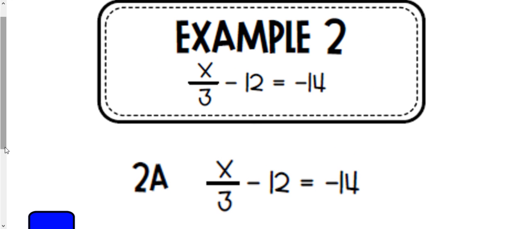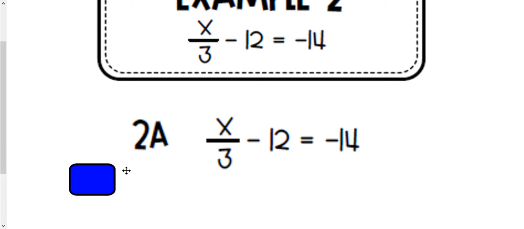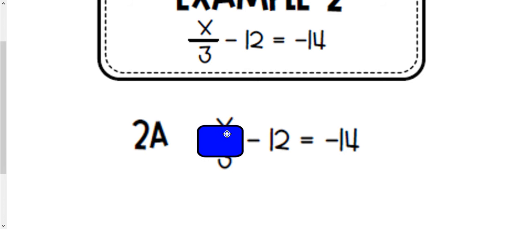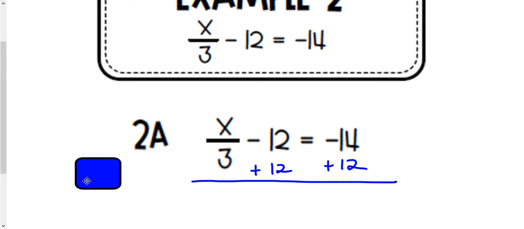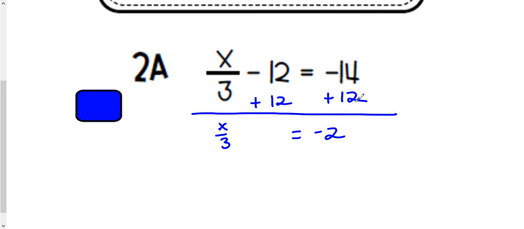Example 2, x divided by 3 minus 12 is equal to negative 14. So we're going to again isolate x, so we're going to add 12 to both sides. So x divided by 3 is equal to negative 2. Use the addition property of equality here.